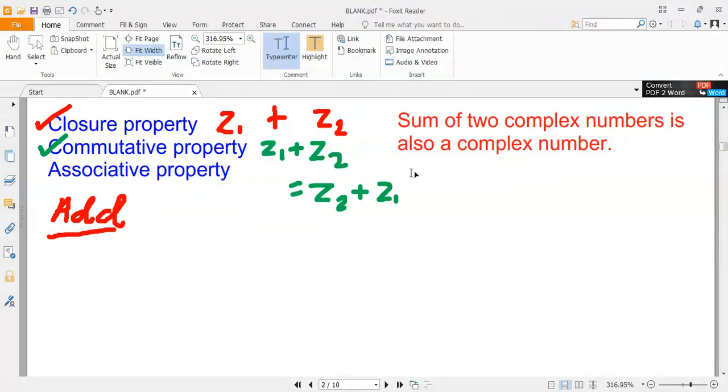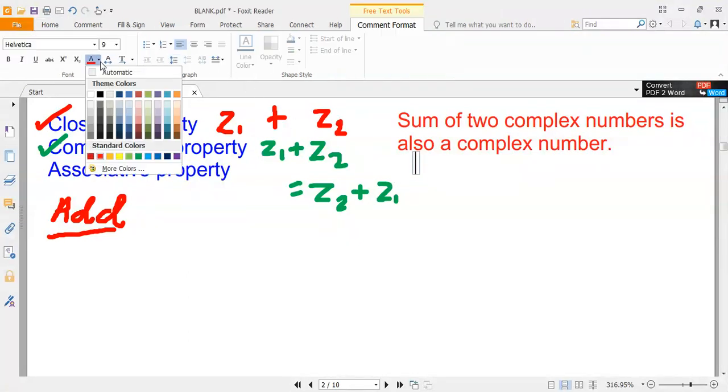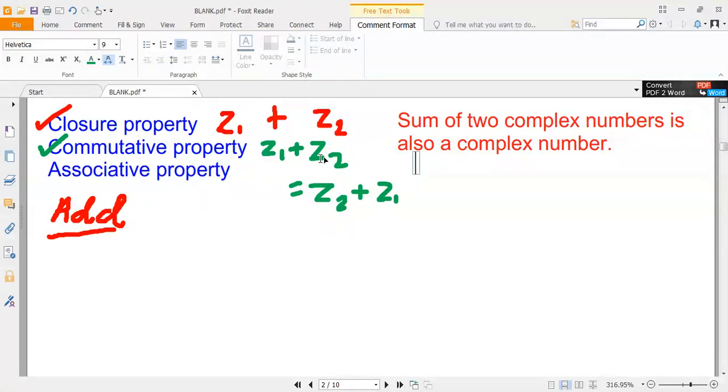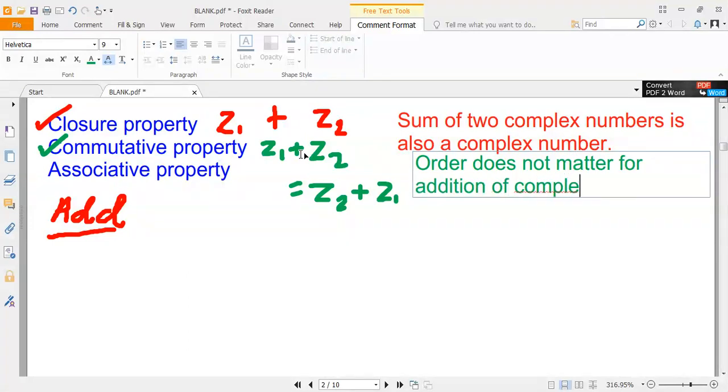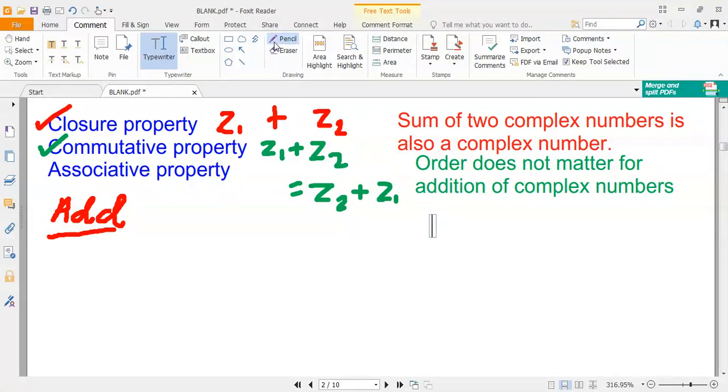So if I write that down in simple language as well, let me change the color to green to keep the parity. So essentially, commutative property says that order does not matter for addition of complex numbers. That is as simple as that, right? That's all there is to it.